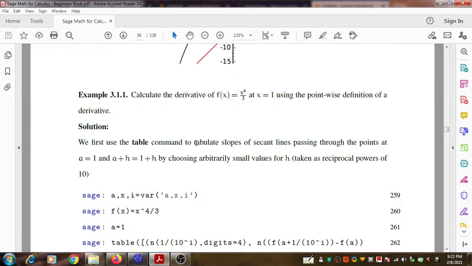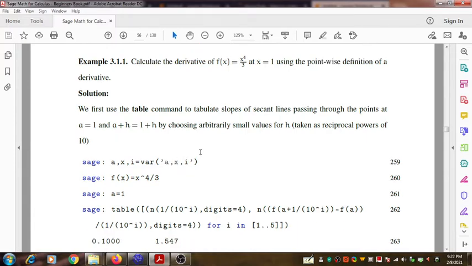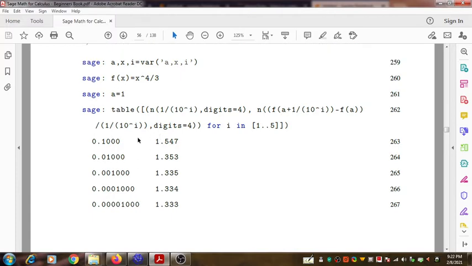Okay, coming to the actual steps of the SageMath commands. First we use the table command. We have to use the table command to prepare the table.